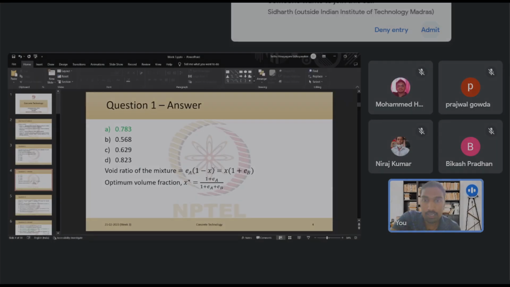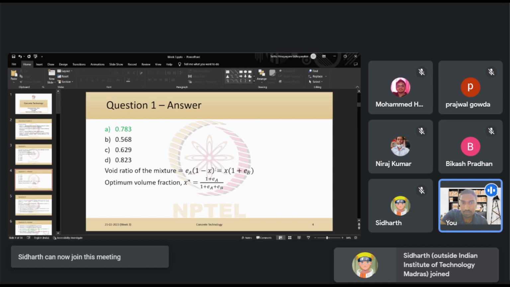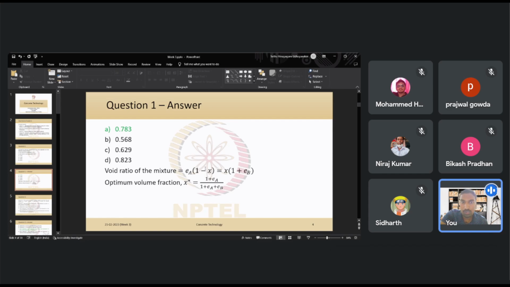So what would be the optimum volume fraction? We also looked at how this was varying. As the volume fraction increases, the void ratio was decreasing, right? Finally, to find the optimum, it is when these two void ratios are equal. So we equated them, and we arrived at the optimum volume fraction, which we denote by x star. This was the expression that we got: 1 plus EA by 1 plus EA plus EB. That gives us the optimum volume fraction of the coarse aggregate.